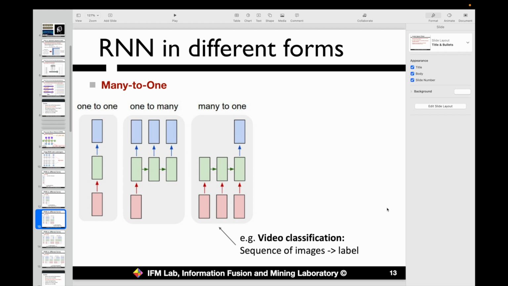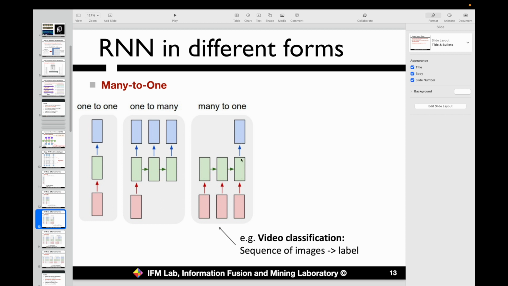Besides this one-to-many, we can also have many-to-one as well, right? So for example, in some cases, we may have multiple inputs or we have an input with a sequence structure. Then we try to generate one single output for this kind of problem. Then we can build a recurrent neural net with multiple inputs, which will be in a sequential order, right? And we can generate one single output based on the neuron for the last input actually.